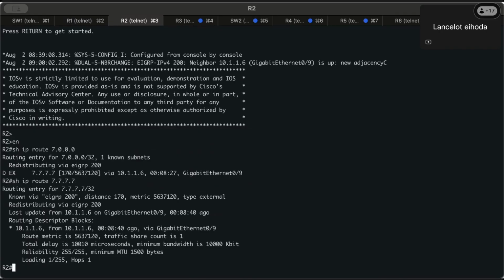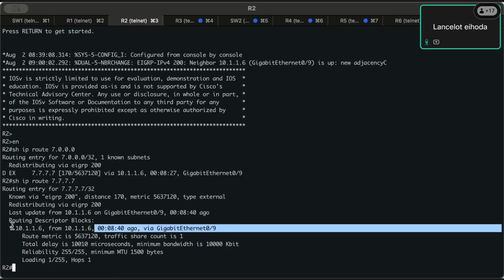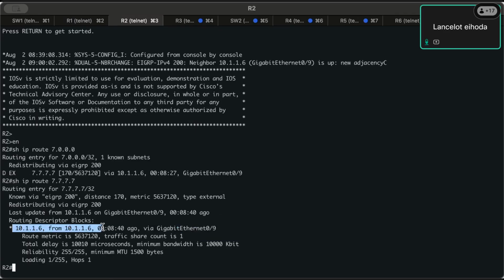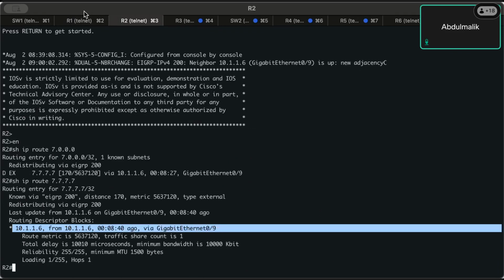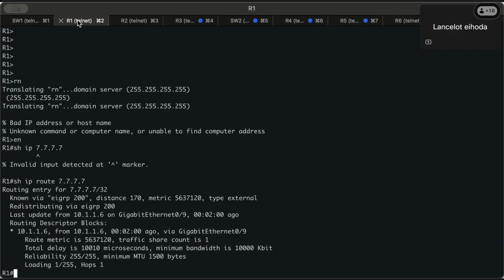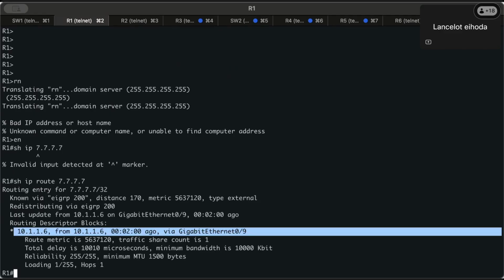Okay. If you notice, it says it's coming from this gigabit interface, but where is it coming from? It's coming from router 6. And we said we want it to go straight. If you look here too, it says it's coming from router 6. Now, this happens because router 6 is advertising itself and setting itself up as the next hop.